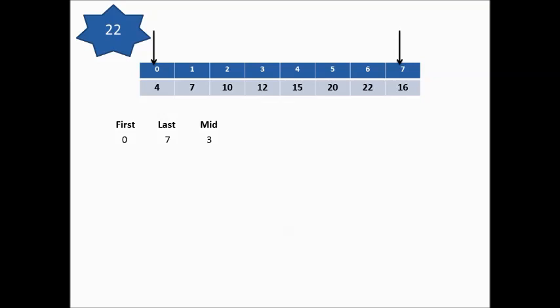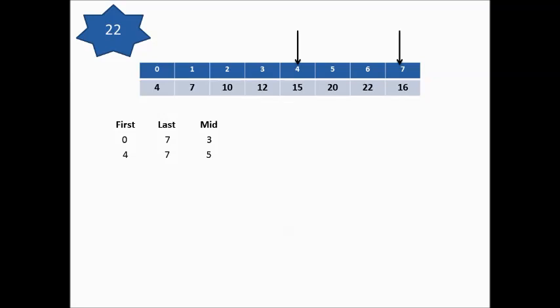Okay, so let's see how you would answer a question like this. We're looking for 22 in this list. So we start off and we initialize first to 0 and last to 7, and mid is 0 plus 7 divided by 2. Please note that we're not saying 4, 16, and 12. We give the positions 0, 7, and 3. Okay, so we're looking for 22, and we say, is 22 at position 3? So clearly 22 is not at position 3.